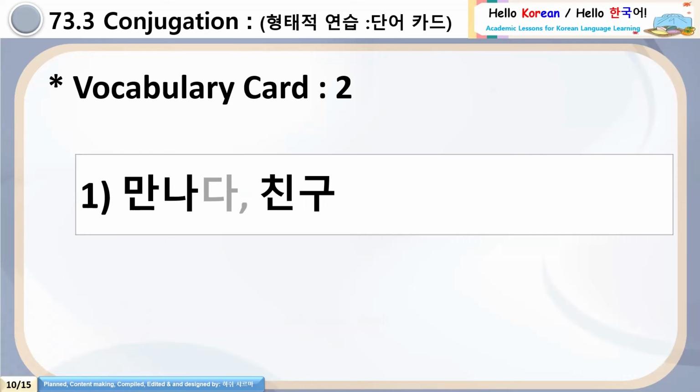Now we have to do some more practice with an action verb and the noun combination. See first example here, manna the action verb and chingu is the noun. So let's combine these two words. With the ul grammar, it will be mannal chingu. Friend, I will meet.